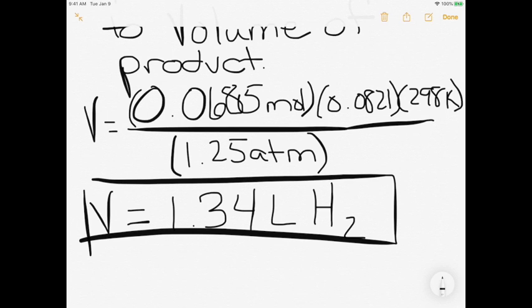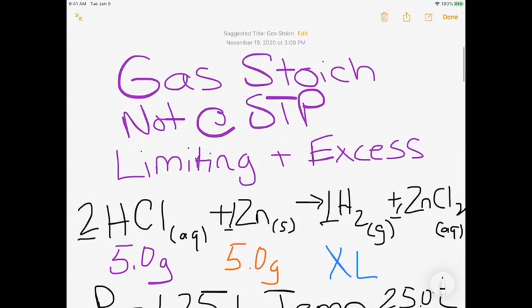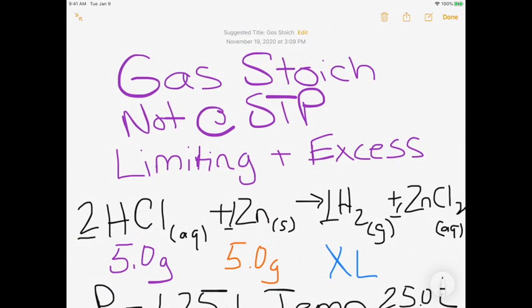So are we done? So let's go back up. What was our objective for today? Our objective was limiting and excess. Did we determine the limiting reactant? Yes. Did we determine the excess reactant? So we didn't solve how much excess was left over, but did we identify the excess reactant?